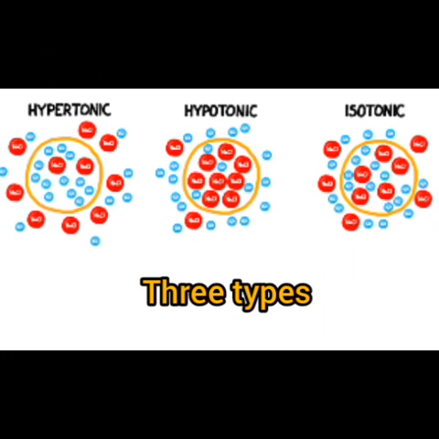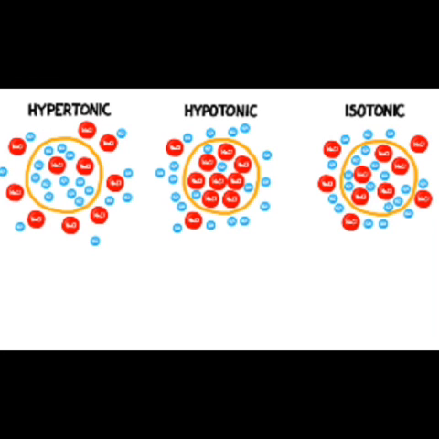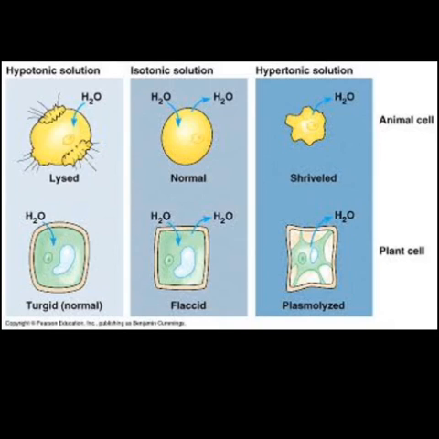There are basically three types of tonicity of a solution: hypertonic, hypotonic and isotonic. And we have divided it into these three types on the basis of the amount of solute present in the solution. In relevance to solute, we define a hypertonic solution as one that has relatively more amount of solute.